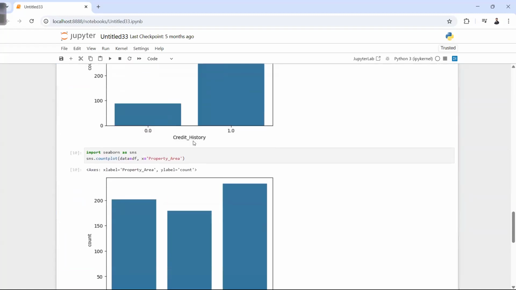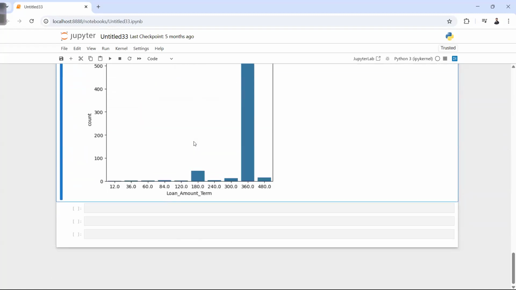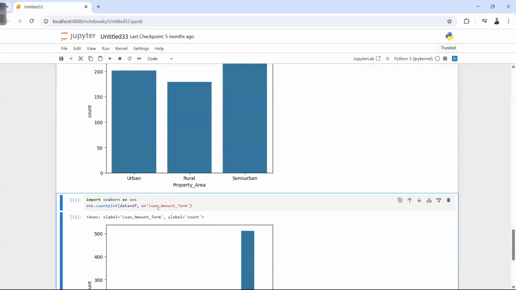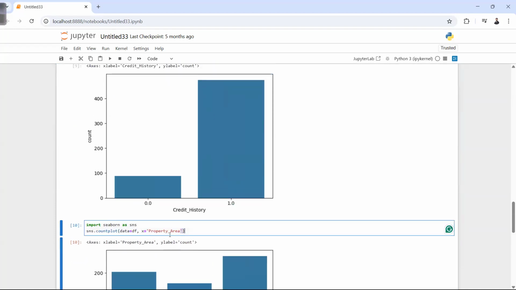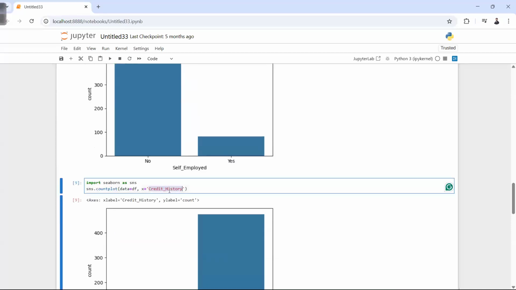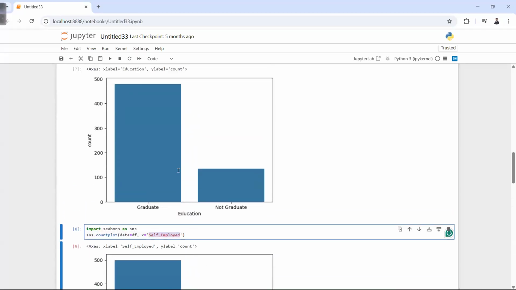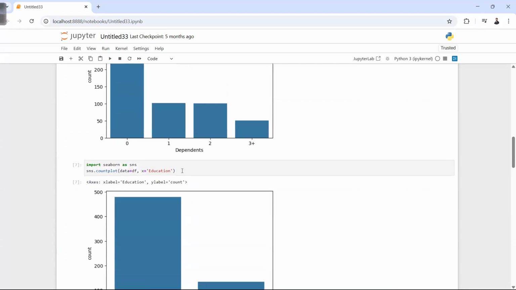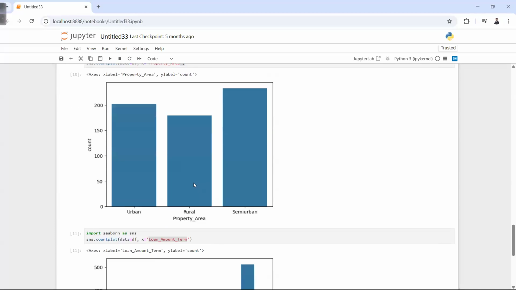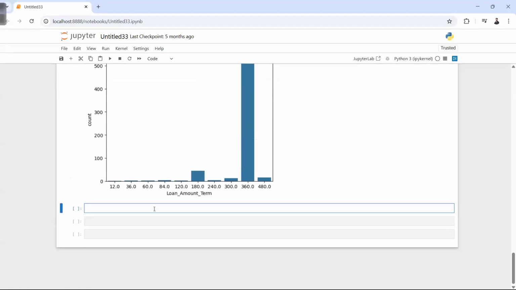So this is about all the categorical information which we analyzed. And again, I did only univariate analysis. In every chart, I was using only one variable, and all are categorical variables, right? I analyzed only one variable at a time, and that too categorical.